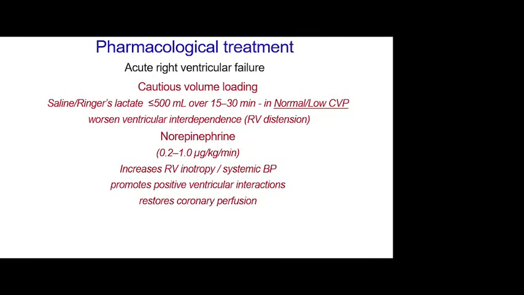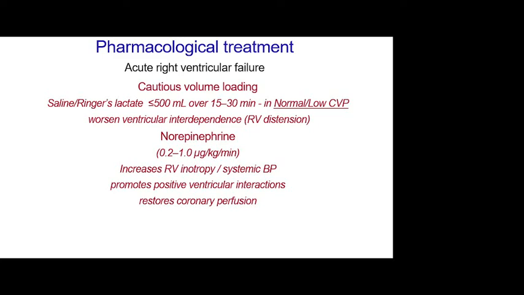Then when it comes to pharmacological treatment, generally we have to correct the blood pressure. We can use volume expansion, but should be cautious because volume loading will further stretch the right ventricle, leading to compression of the left ventricle. Then it will reverse the blood pressure. So should be cautious and should monitor the central venous pressure if possible.